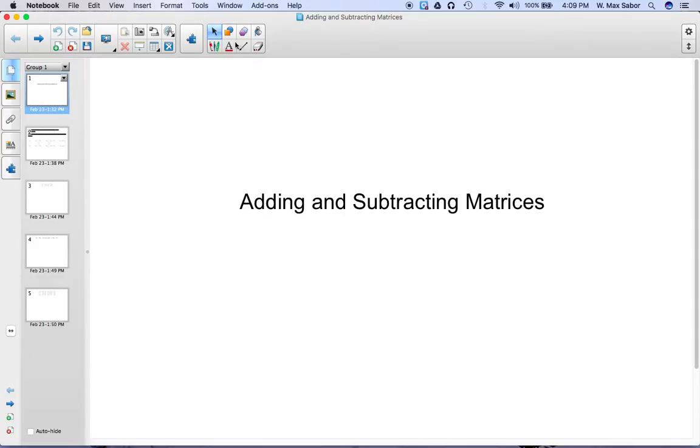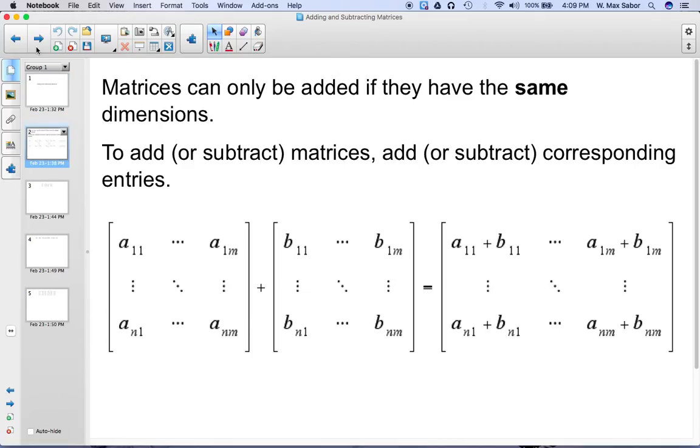How do we add and subtract matrices? Well, the first thing you need to know is that they can only be added or subtracted if they have the same dimensions. So they have to have the same number of rows and the same number of columns.